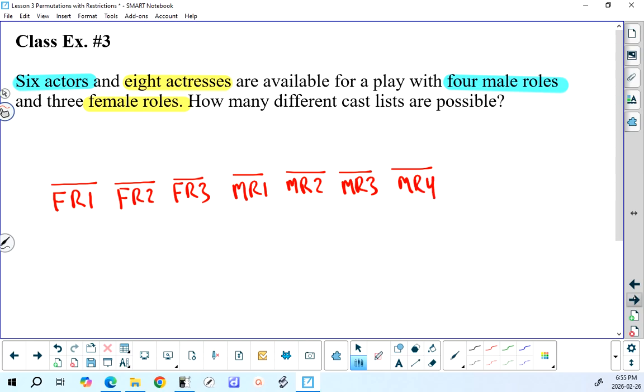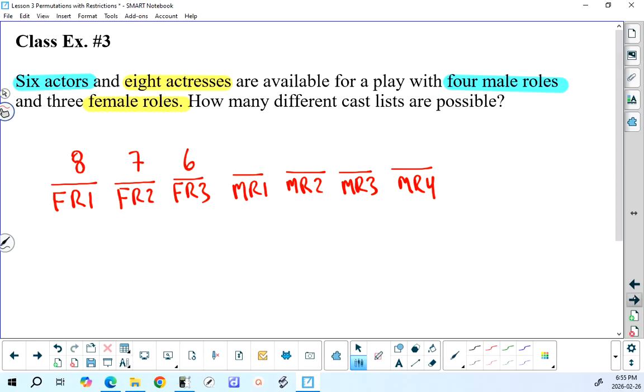So how many different actresses can we choose for the first female role? Well, the answer is 8. And then we have 7, and then we have 6. You certainly can't have the same actress doing 2 roles. Well, I mean, I suppose you could, but in the context of this question, we don't do that.